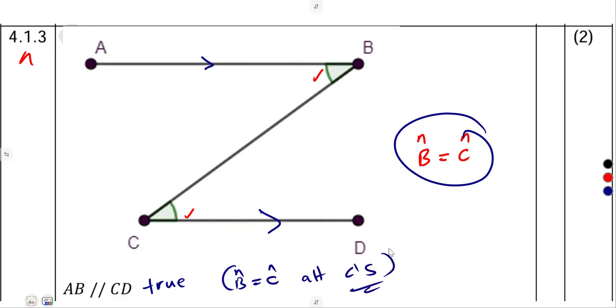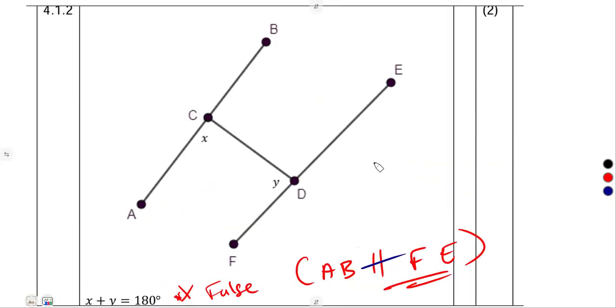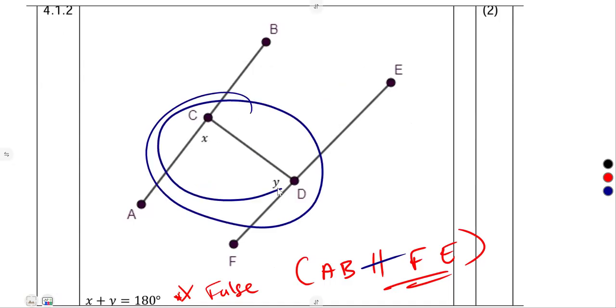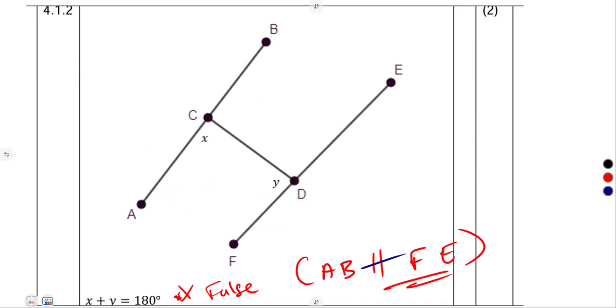The difference that we have on this question, I want you to understand this question. The difference is that they gave you a statement. They want you to say, is this true? To say if I add x and y, I'm supposed to get 180. The reason why I'm saying this one is false is because we are not told that these two lines are parallel.